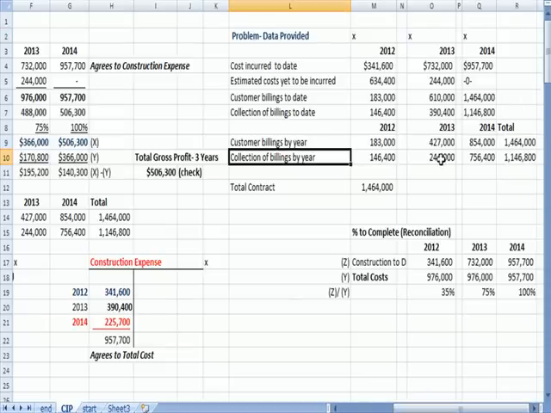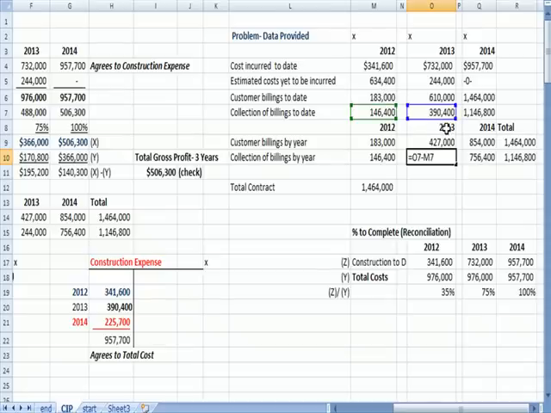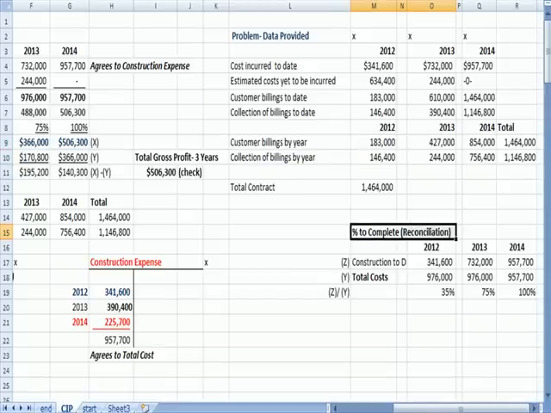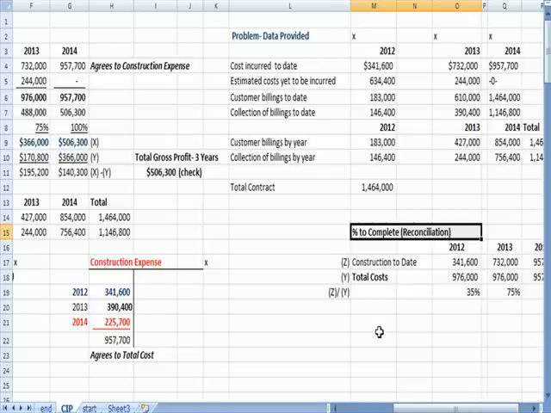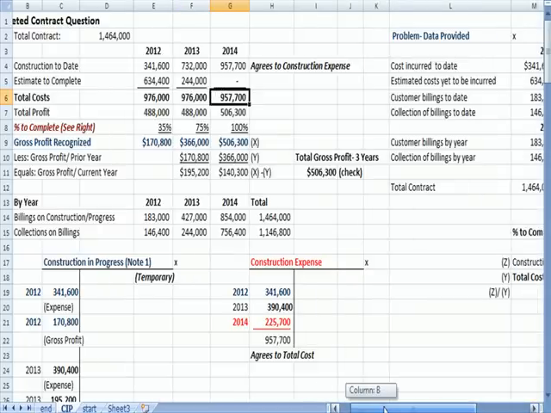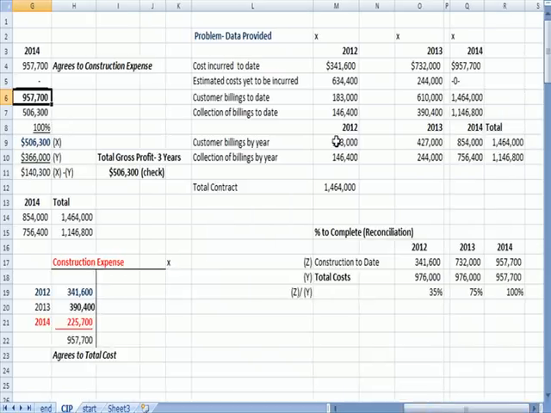Collections, again, I did it by year, so 2013 less 2012. We're going to see in a minute why by year is more useful than to date. The other thing that's new that was not on my prior video is the percentage completed reconciliation. So what I take is the construction to date, which are these numbers across the top, and then I take the total costs that are expected, and I divide one by the other.